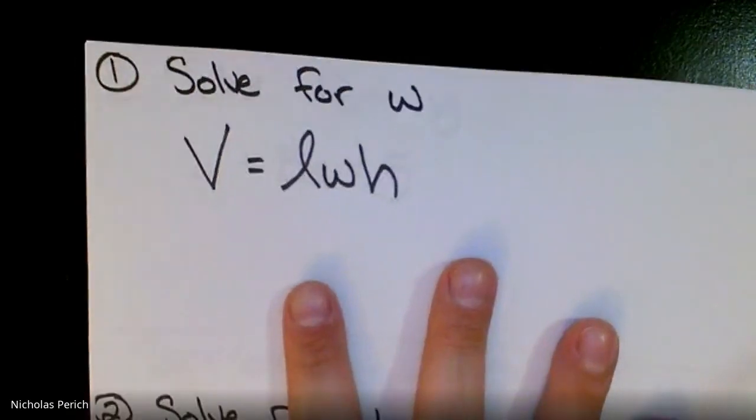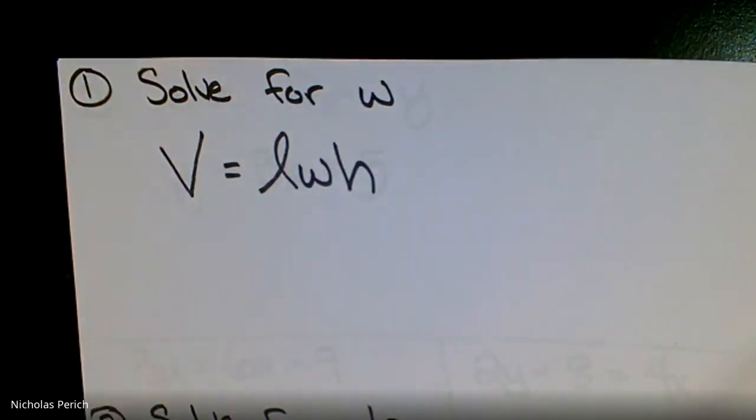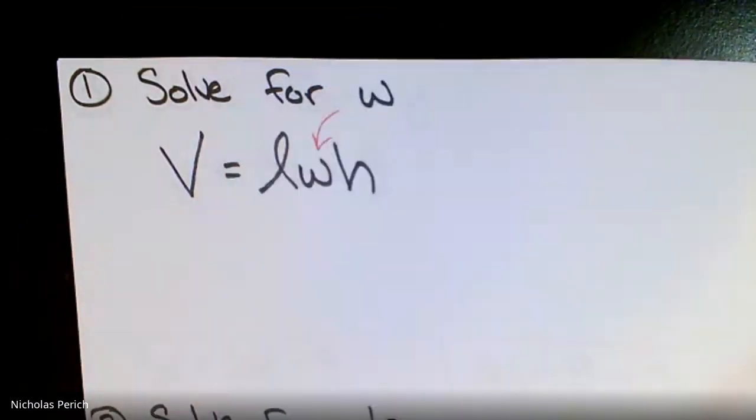Today we are going to take a bunch of formulas and equations and solve them for a specific variable. That's what we did yesterday, that's what you did this morning, and that's what you're doing right now. So my job in this problem number one is to get W, which is that guy, all by itself.